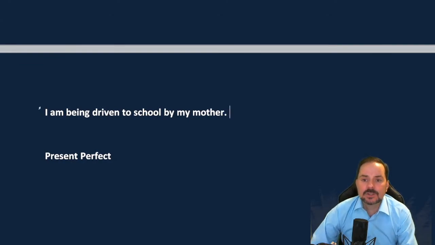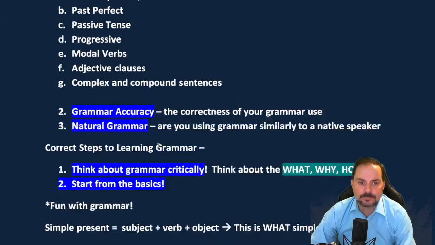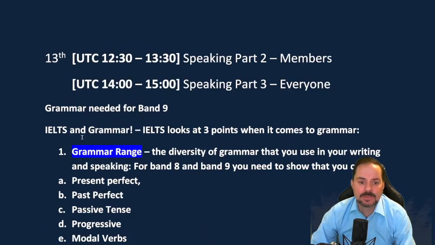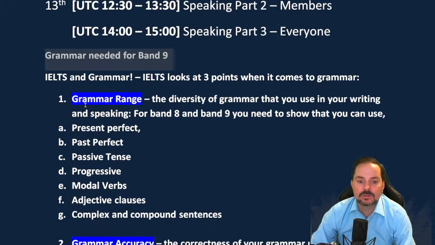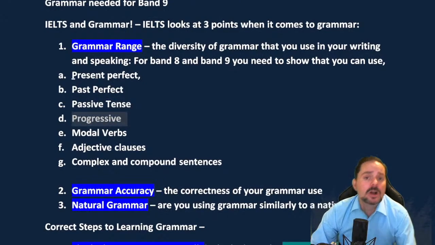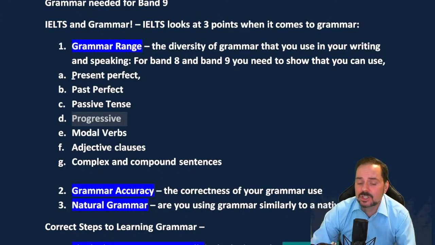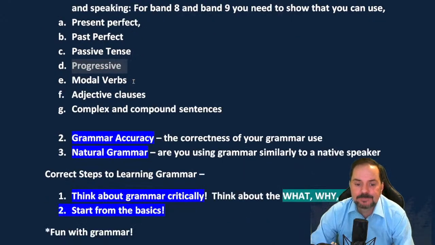Exactly. So let's go back to the top of this lesson where I said that we have these topics, okay? So what's the grammar that's needed for Band 9? You need to understand grammar range. So you need to understand present perfect. You need to understand the passive tense. You need to understand the progressive tense, what we're working on right now. Of course, students, I can't teach you all the grammar in this one class, but I will teach you how to get a good idea of this, okay?